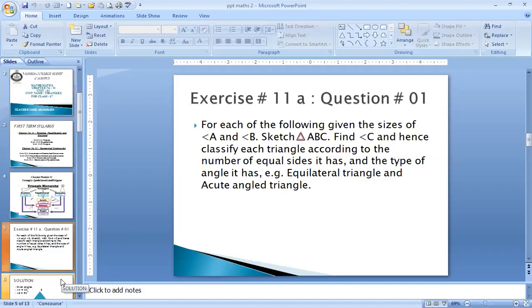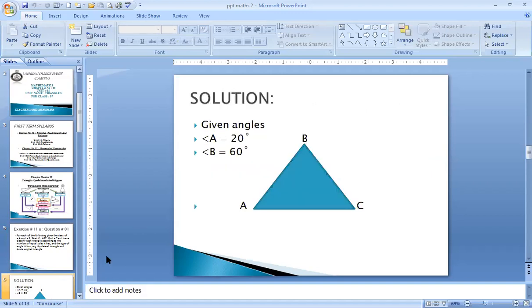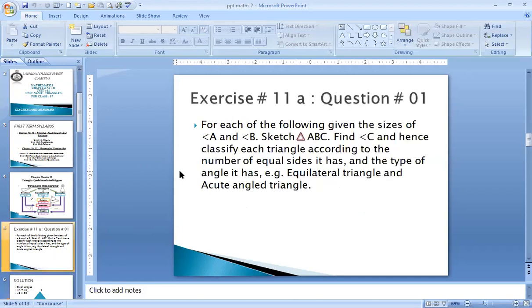Now let's see towards the solution. Given angles: angle A equals 20 degrees and angle B equals 60 degrees. The second requirement of the question is to sketch triangle ABC. So now I'm going to sketch triangle ABC.